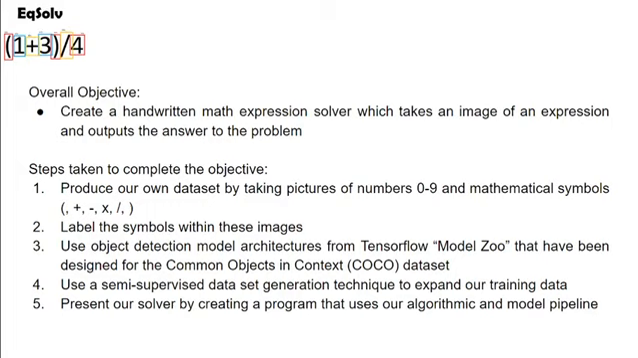We support the symbols 0 through 9, as well as parentheses, plus, minus, multiplication as an X, and division as a /. We took many images of equations and then individually labeled each symbol. We then used object detection model architectures from TensorFlow's Model Zoo, and these architectures have been designed around common objects in context. So having the symbol objects in the context of equations is similar.